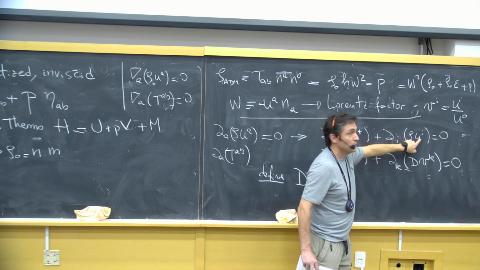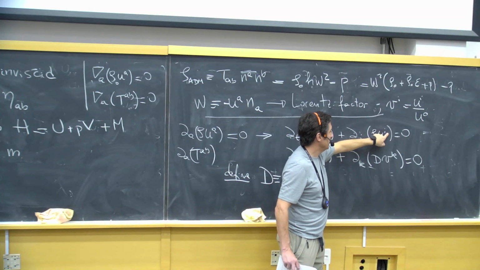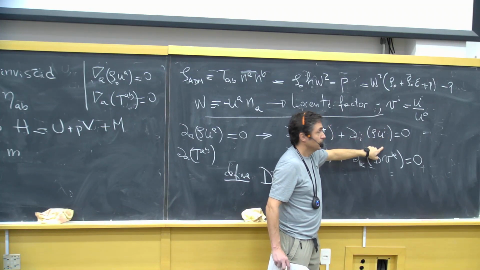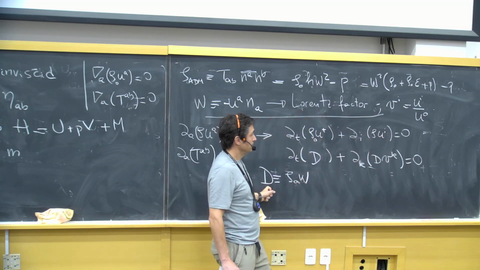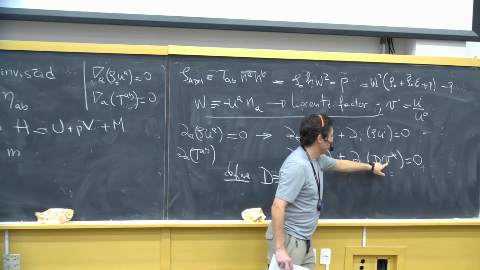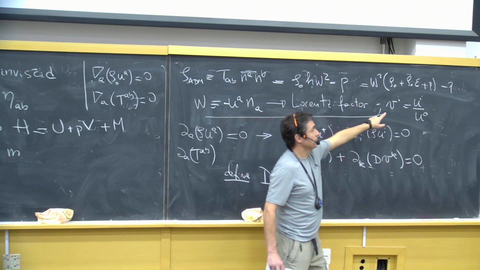Here, I have rho times Ui. I can multiply it by ut divided by ut. The ut combined with the rho gives me back D. And the R1 is the one I'm using in this definition for the velocity.